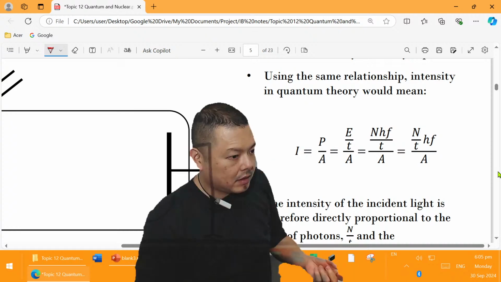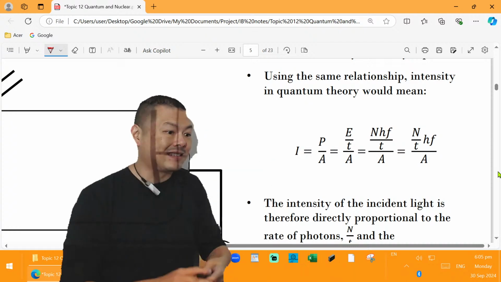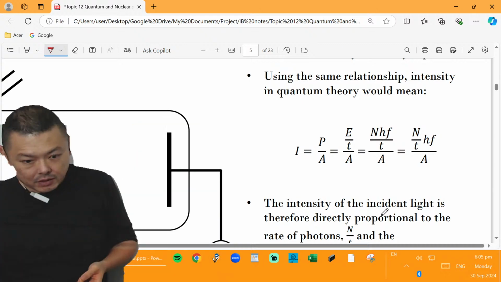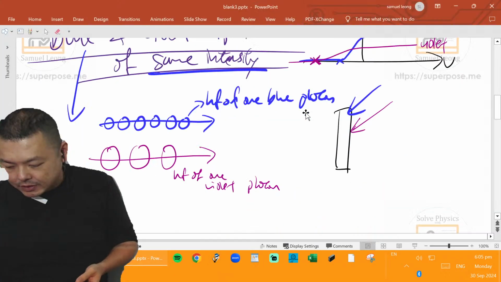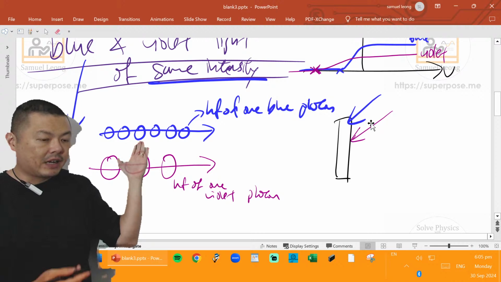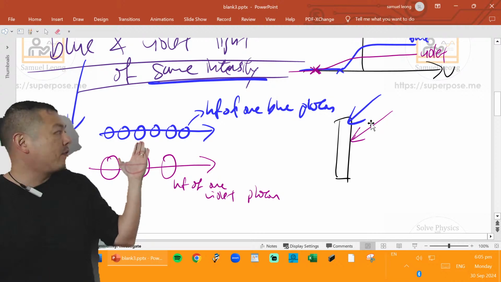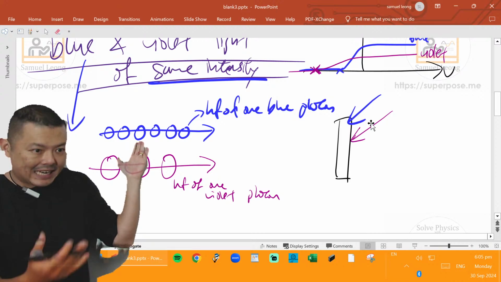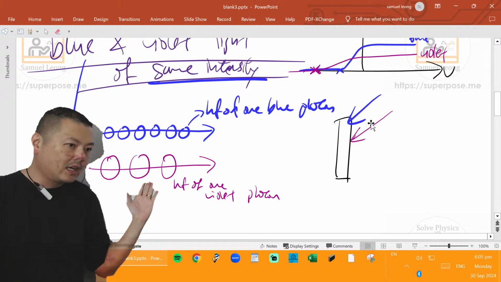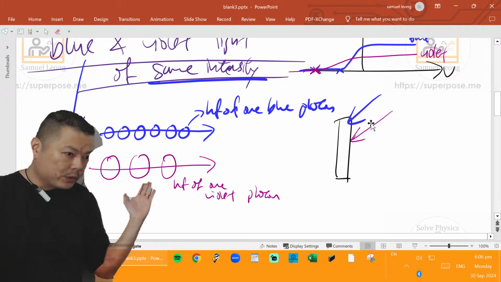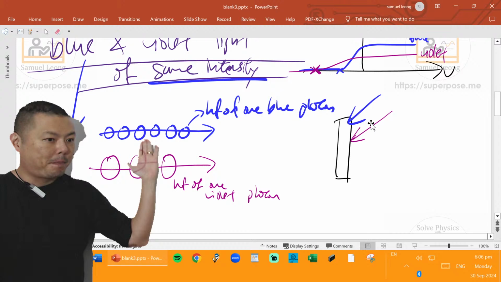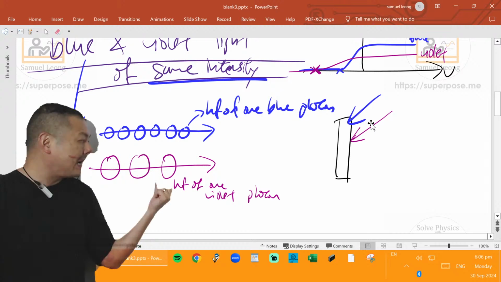So therefore, we know that violet has a lower rate of photons, right? I give this example here: for every 6 blue photons, we only get 3 violet photons for the same power, the same energy. But it's only 1 photon each, right?